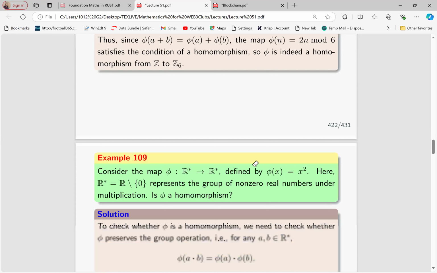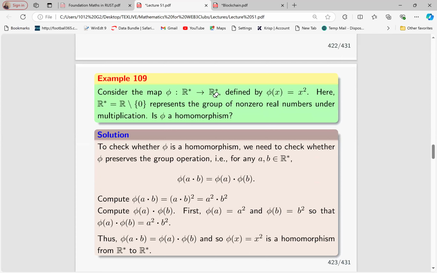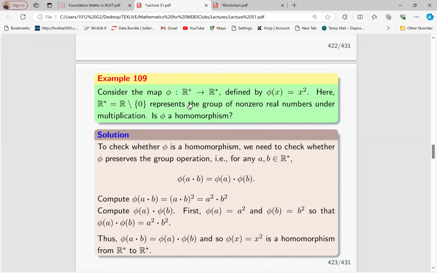Okay. And now I want to check a multiplicative group. The same setup, phi mapping R to R, but this time we want R to be multiplicative groups. So we remove 0 from them. This star means you remove 0. So when you remove 0 from the real numbers, the identity element you remain with is 1.